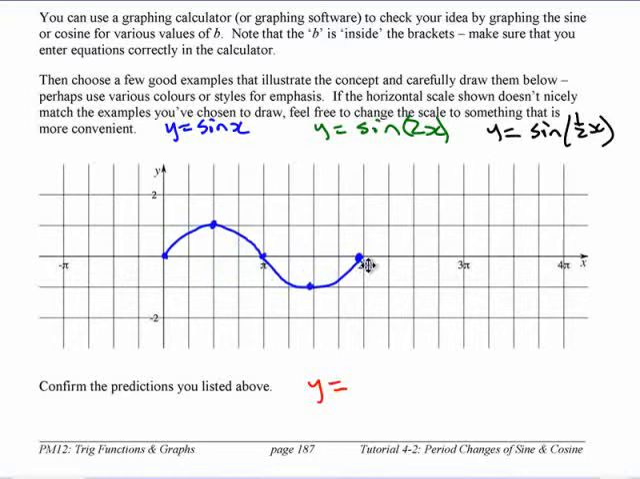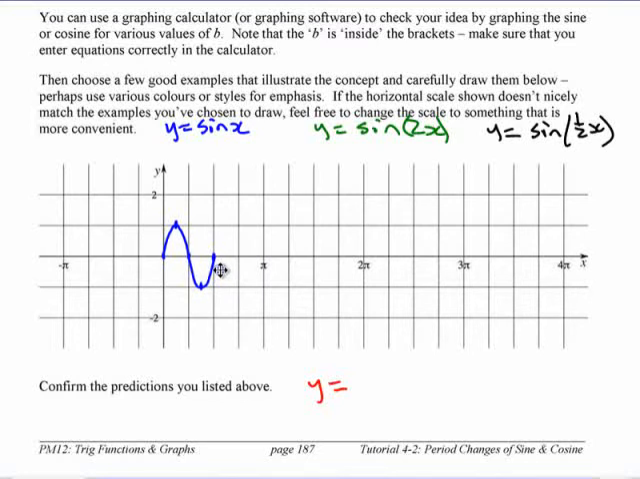If I compress it by a factor of, that's sine of 2x, right? Sine of 2x, because if you put a number bigger than 1 in there, it compresses it, makes it smaller. What about if it was like this? What would that be?